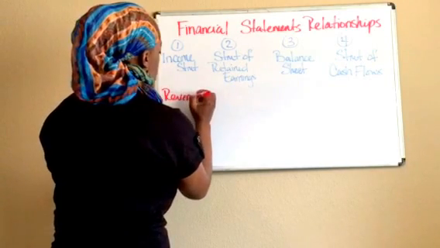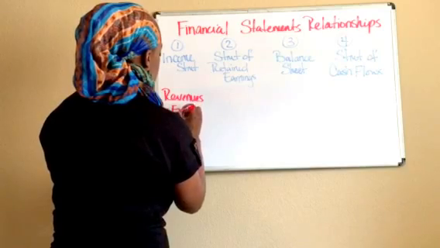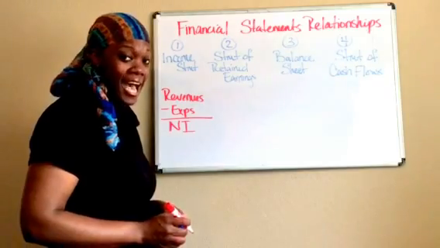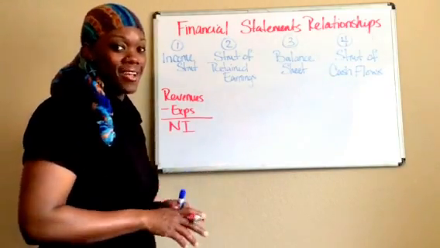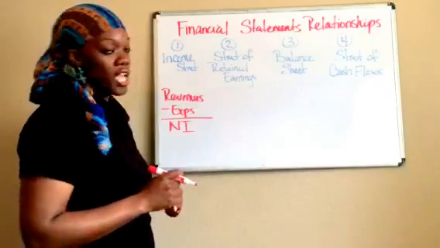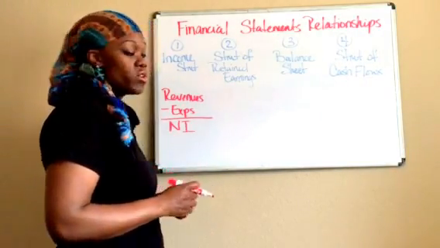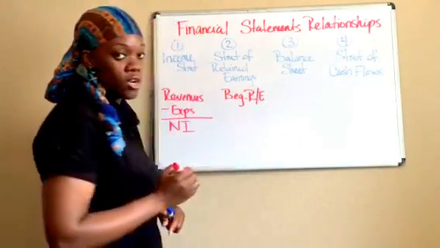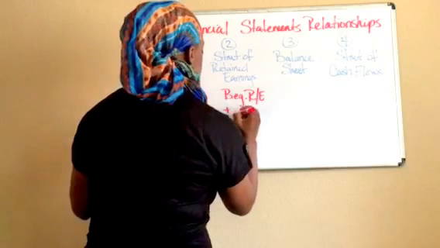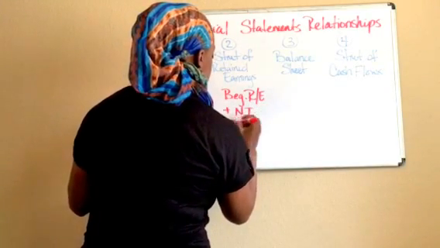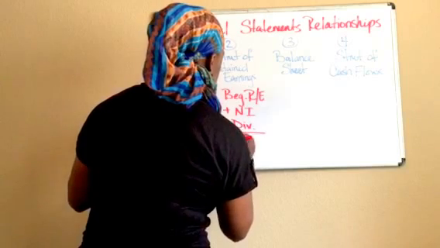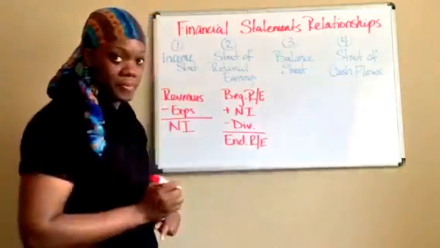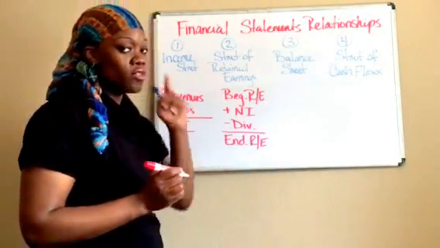All right, so the income statement is revenues minus expenses. That equals net income, and I'm just going to abbreviate net income as NI, because I have a small board here and I don't have a lot of room. Then we go to the statement of retained earnings. The formula is beginning retained earnings, which I abbreviate as R/E, plus net income minus dividends, which gives us our ending retained earnings amount.